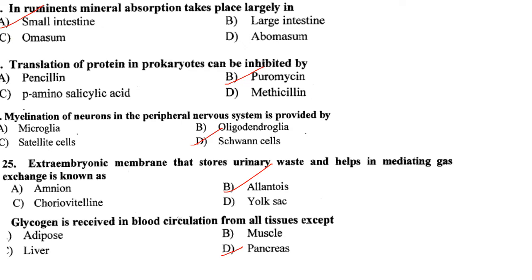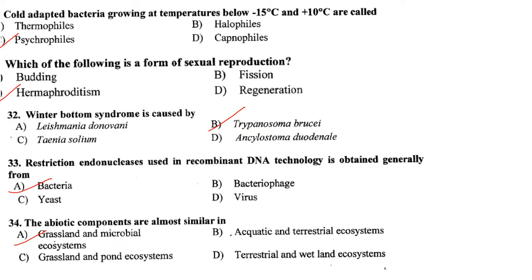Answer is option D. Cold adapted bacteria growing at temperatures below minus 15 degrees Celsius and plus 10 degrees Celsius are called psychrophiles. Answer is option C. And capnophiles are microorganisms that thrive in the presence of high concentration of carbon dioxide. Thermophiles survive at high temperature and halophiles survive at high salt concentration.